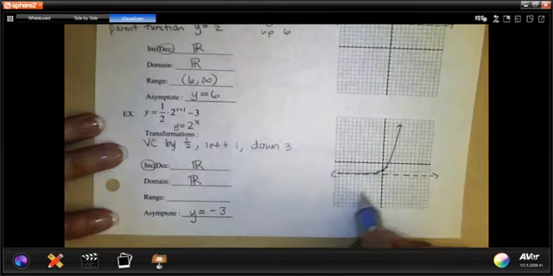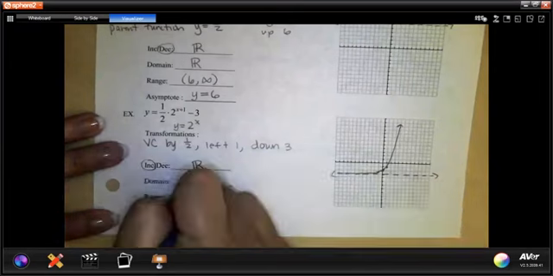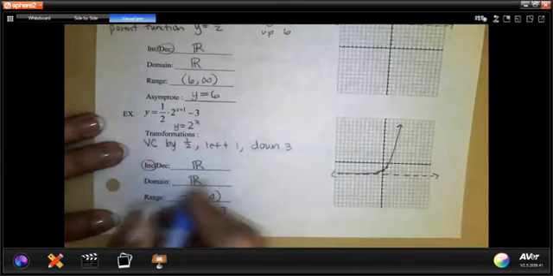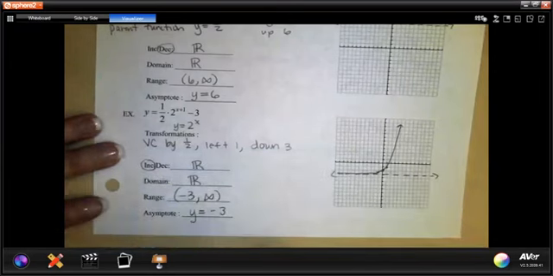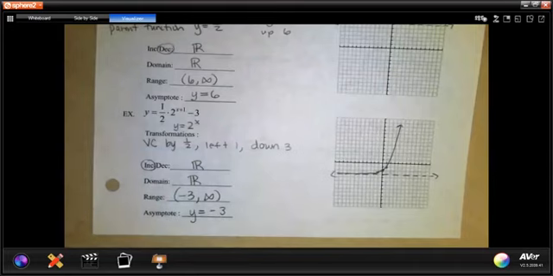And our range is everything above this -3. There is nothing below it. So we start at -3 and go to infinity. Again, that is a parentheses because there is no point on -3. It is just getting close to that point and following it along.